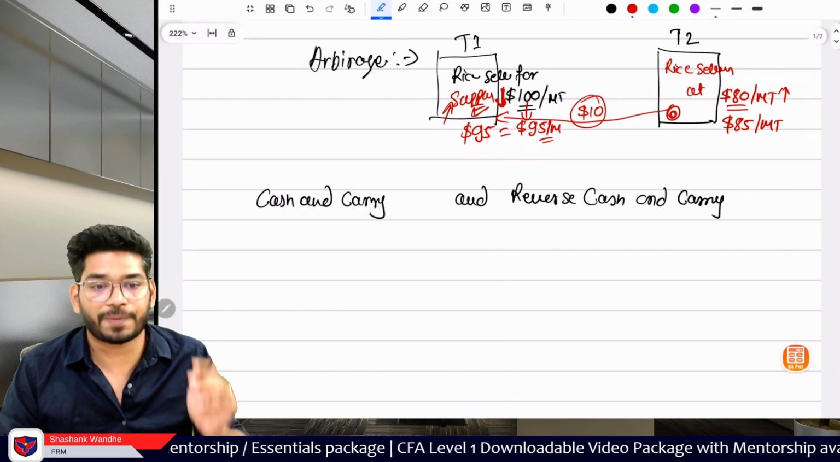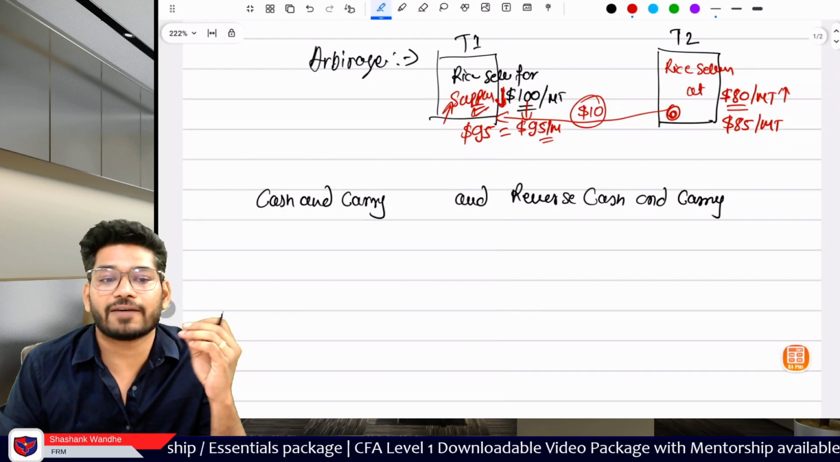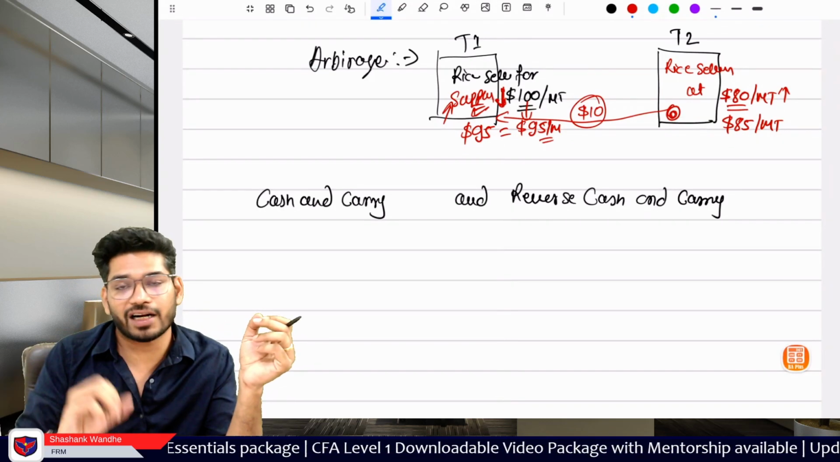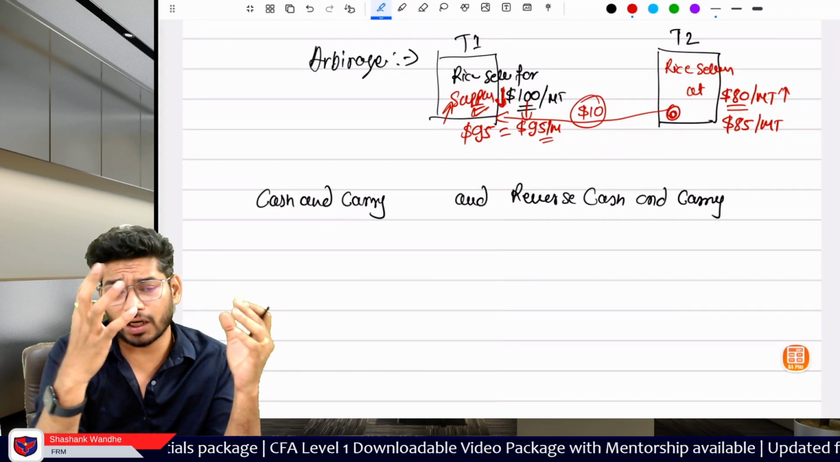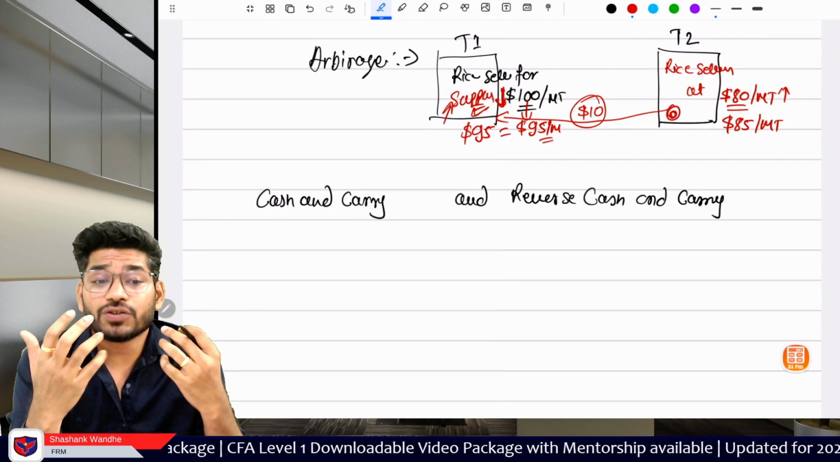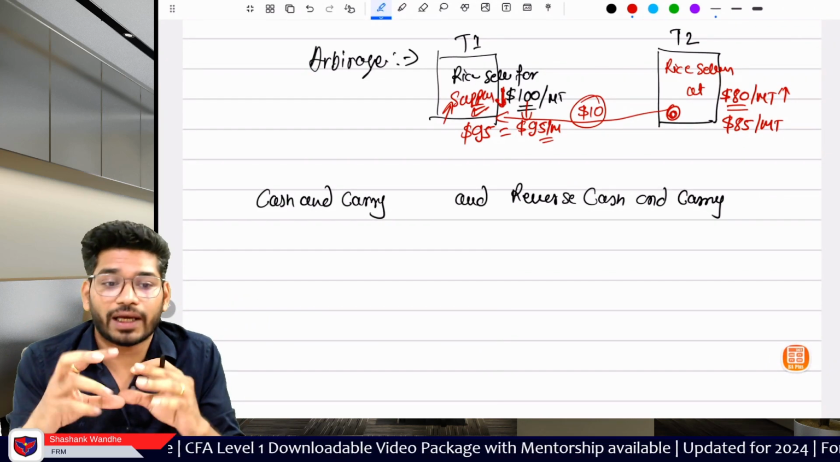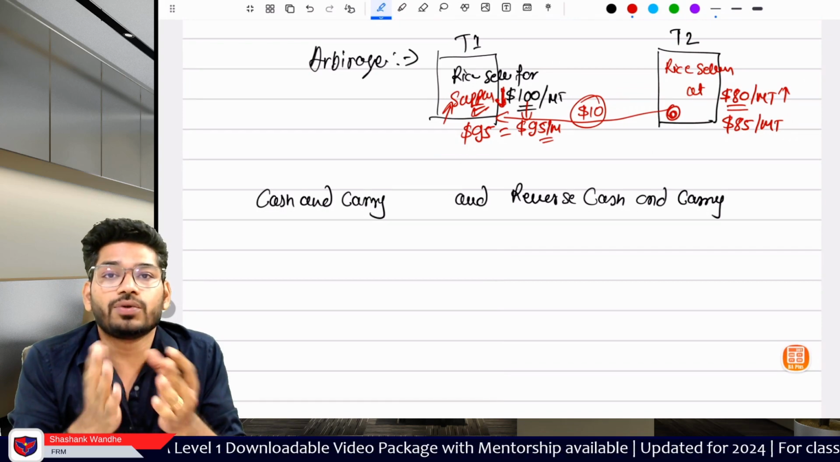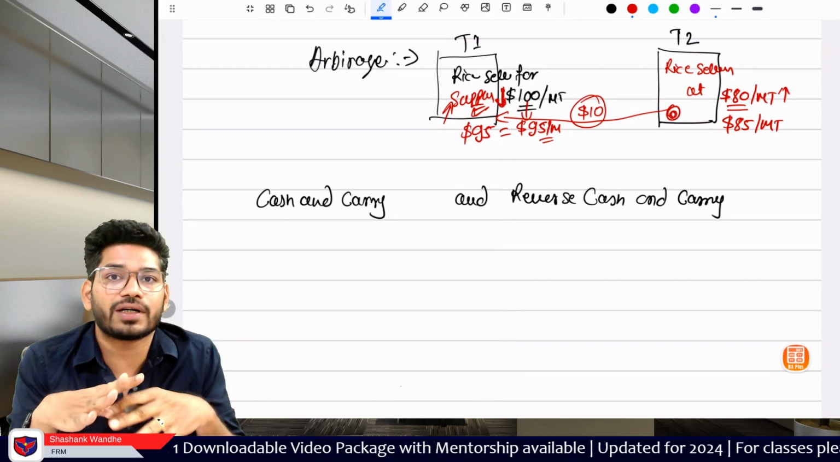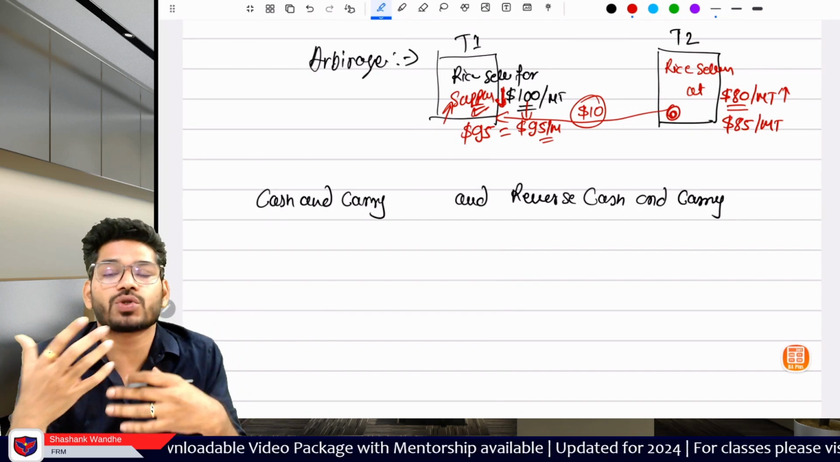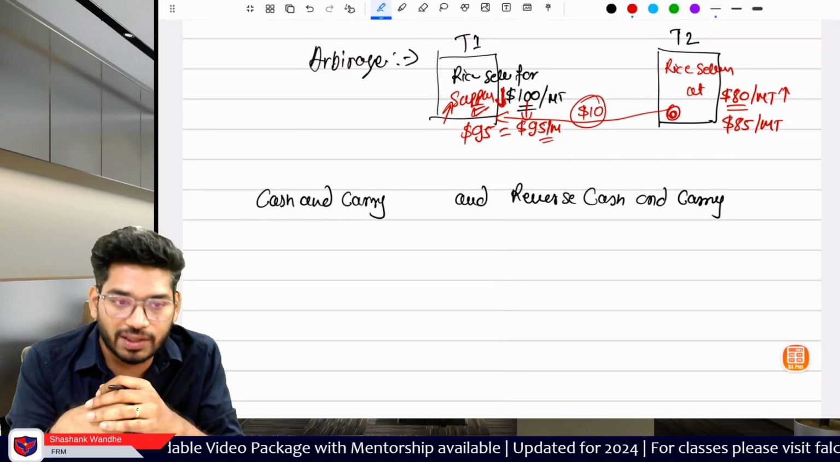And as soon as these prices are equal, $95 landed cost and $95 trading in town 1, when both prices are equal, this arbitrage opportunity is completely exploited. There is no more arbitrage opportunity in this situation.